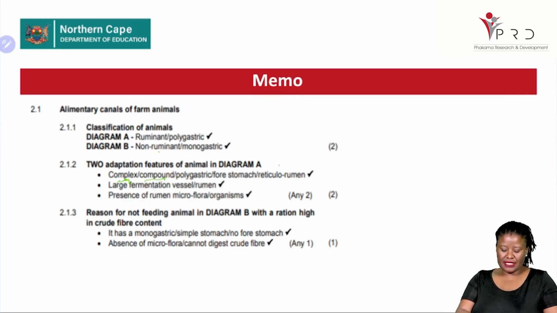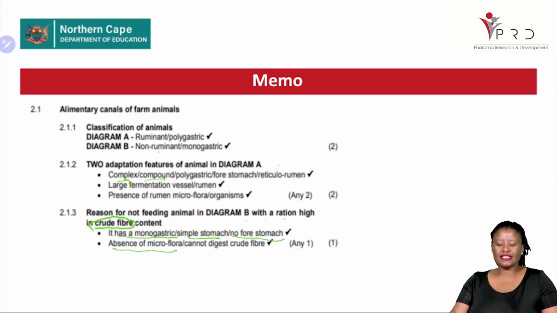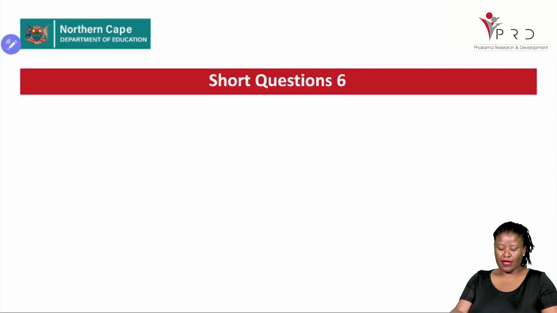There is a large fermentation vessel, which is the rumen. Presence of rumen microorganisms or microflora. Reasons for not feeding diagram B with food that has a high crude fiber content: it's because diagram B has a monogastric or simple stomach. There is no fourth stomach. The absence of microorganisms means it cannot digest crude fiber.